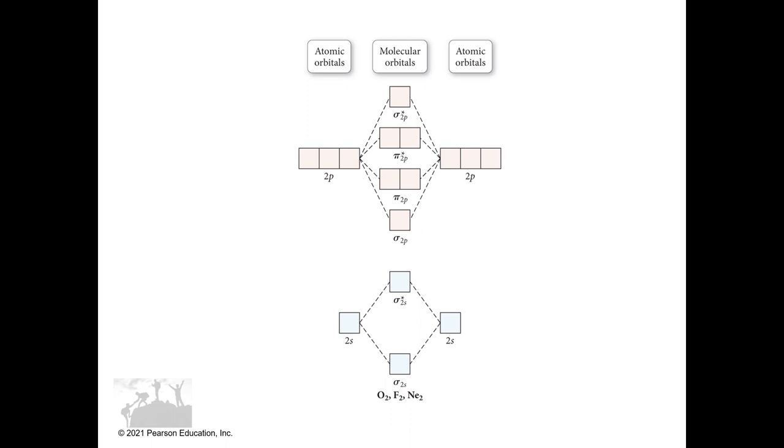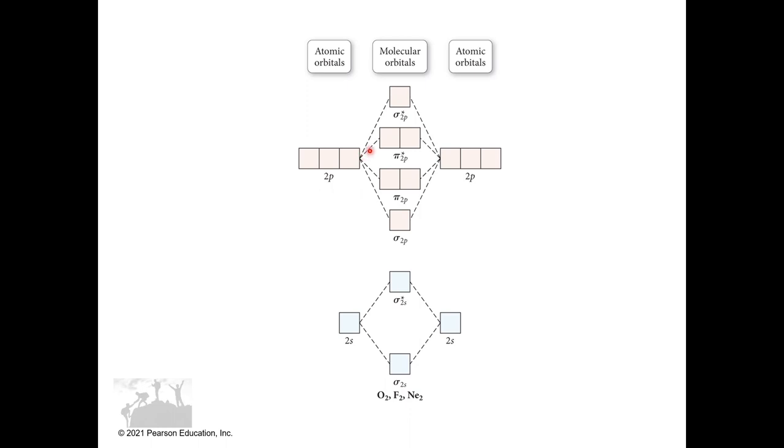Okay, so now here is the diagram with 2s and 2p atomic orbitals and all the molecular orbitals that would be produced. Specifically, this is for molecules O2, F2, and Ne2. We'll take a look at the others a little bit later, but let's just break this down bit by bit. The 2s and the sigma 2s orbitals, you've seen that already, so I feel like this part of the diagram is easy enough to understand. Let's look at the ones with the 2p atomic orbitals.